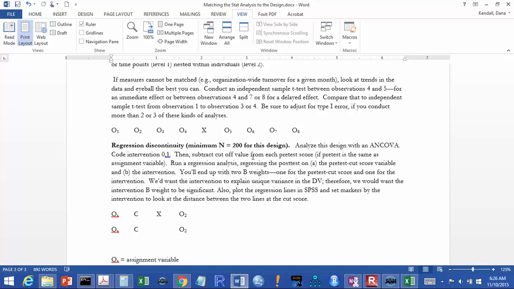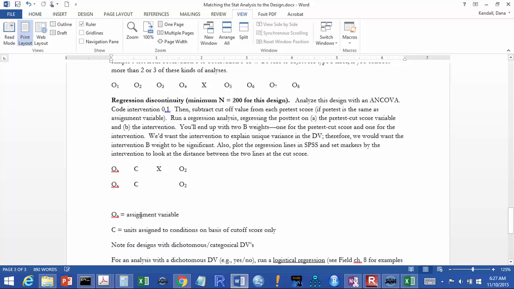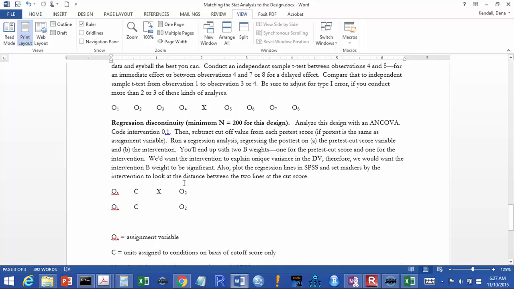So subtract the mean off if you have the cutoff at the mean, or whatever the cutoff value that you make. Subtract that off each of the pretest scores, or the assignment variable, and that's what this is here. Observation A, OA, is the assignment variable, and the C just means that units or people are assigned to conditions based on adhering to some kind of cutoff, and then O2, of course, is our post-test.